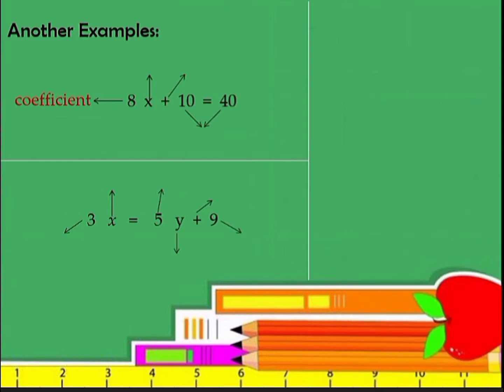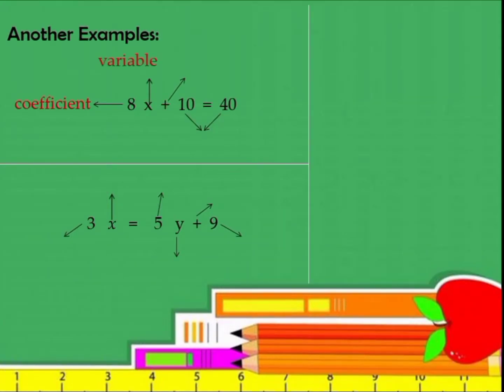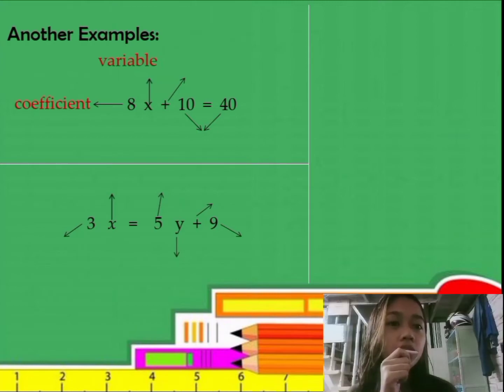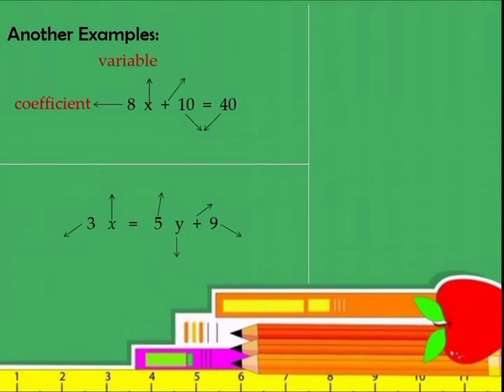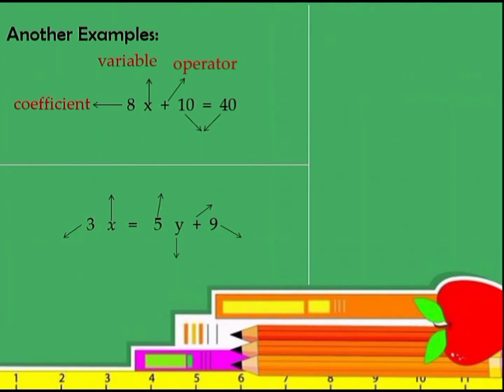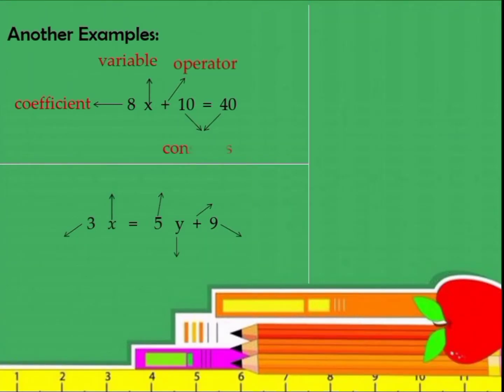Variable. Very good, Julian. X stands for variable. How about the plus sign? Operator. So let us see. Very good. Plus sign is an operator. How about 10 and 40? What does it stands for? Constant. Let's see. Very good, Michaela. 10 and 40 is a constant because they doesn't have coefficient or letter or symbols.